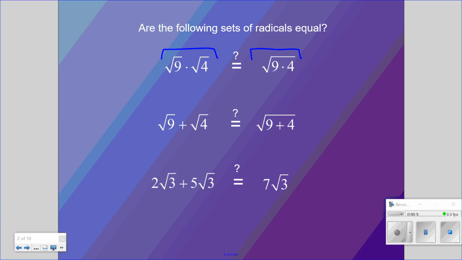If they are, put a check here. If not, put a little X that they are not. So take a moment and do that for all three of these sets. Click pause, and then when you're ready to check, click play.